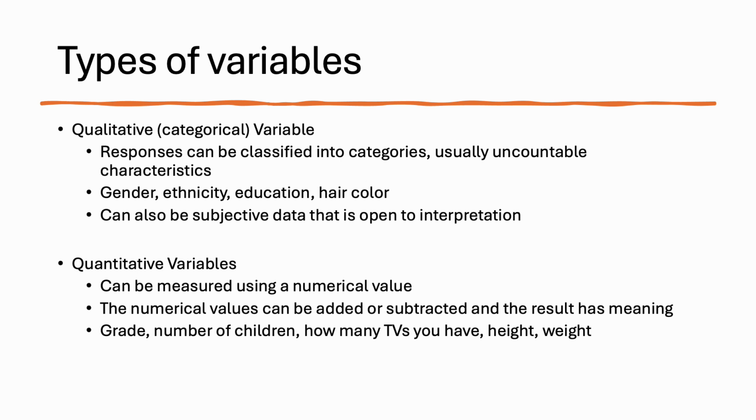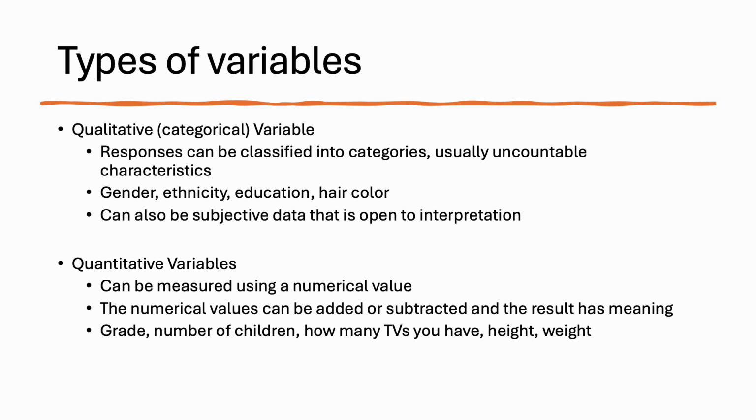Or if I take my weight and I add my best friend's weight, it would tell us what our combined weight is if we were to go on a ride that had a weight maximum to it. Not all numerical responses can be added or subtracted, and the result has meaning. One example of that is zip code. Our zip codes are numerical, but if I add or subtract two zip codes together, it doesn't tell me anything about the zip codes of the people or where they live or anything like that.